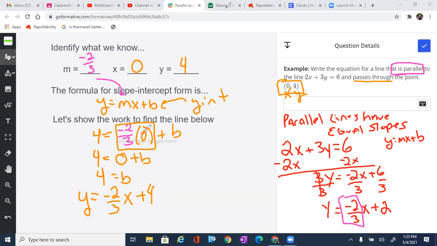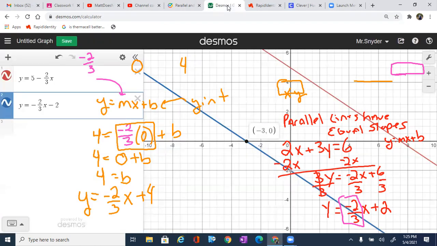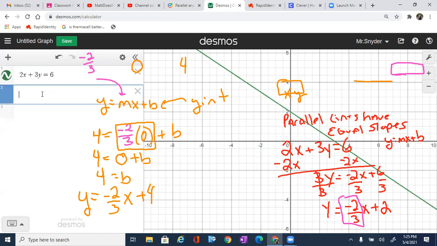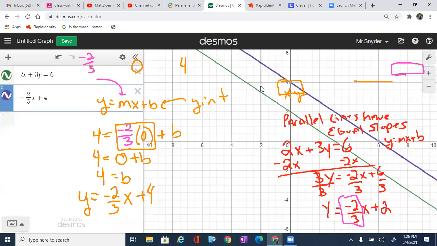Now, it is always good to go over to Desmos and check this information. So I'm going to go ahead and type it in. I'm going to write in the original equation 2x plus 3y equals 6. There it is in standard form. And then I'm going to write our answer, negative 2 over 3 x plus 4. And you can tell automatically that they are parallel, meaning that the distance between those lines is always going to be exactly the same. And because of that, they'll never intersect.